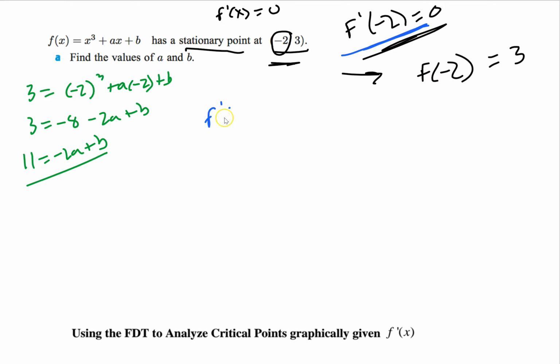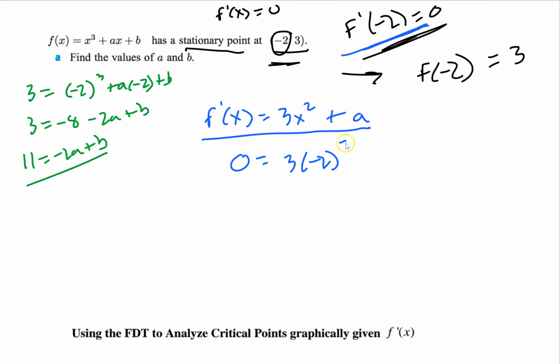So f prime of x. Bring the 3 down, subtract 1 off. Plus, remember, derivative of this is just a. And that has no x at all, so this goes away. So that's my derivative. Let's do that, right? When I plug in negative 2, it equals 0 because it's a stationary point. So 3 times negative 2 squared plus a. Always do this first. 3 times 4 plus a equals 0. Looks like this is going to be 12, and then you subtract it over. Negative 12 equals a.